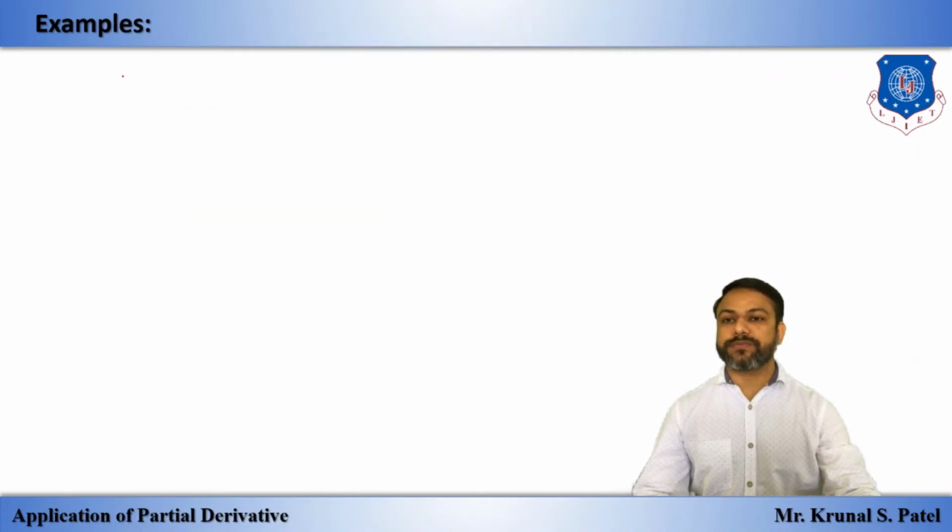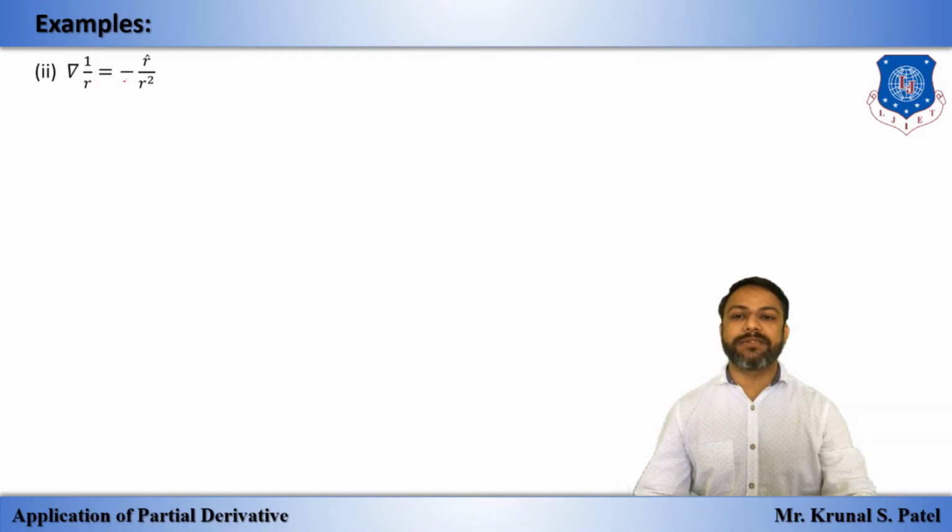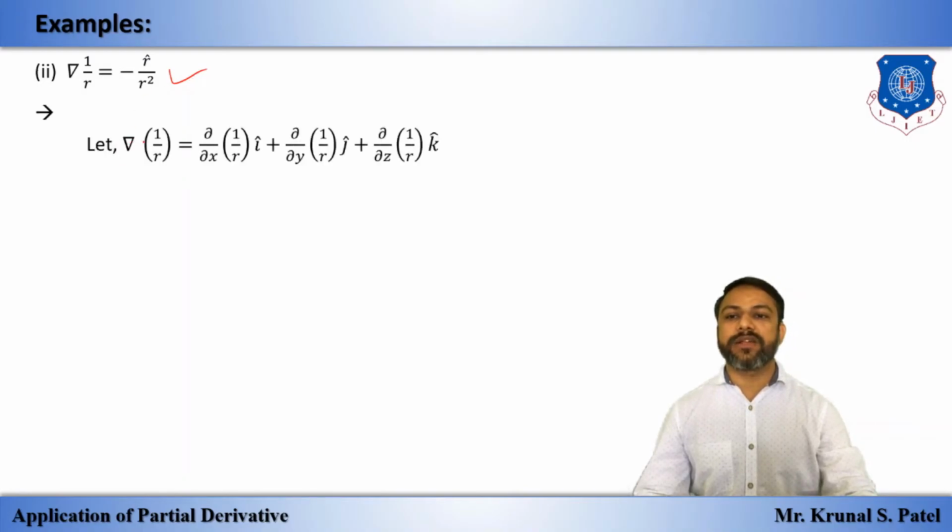Other than this there is no other concept in the gradient of a scalar field. Number 2, we have gradient of 1 by r is equal to minus r cap upon r square, that we want to prove. So first we will start with the gradient of 1 by r, that means del by del x of 1 by r. This is our function f.